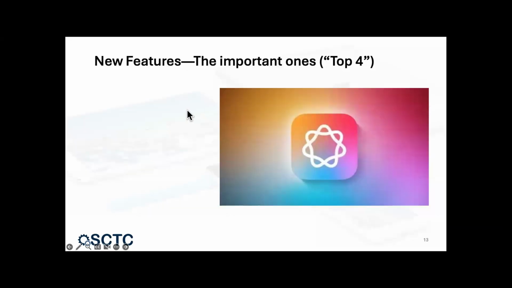First of all, let's look at what I call the top four of the new features. The first one is Apple Intelligence. So everybody's heard of AI, and I thought it was quite clever of Apple to name their AI Apple Intelligence as opposed to artificial intelligence. We're going to talk a little bit more about this, but for a lot of reasons, we're not going to talk a lot about it. But it's an introduction to Apple Intelligence.